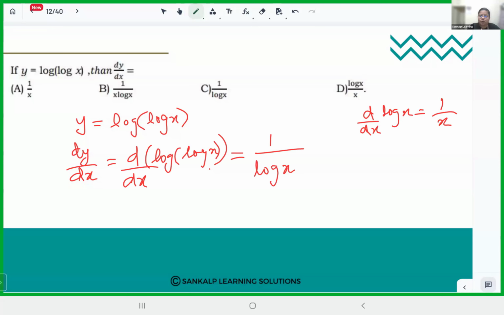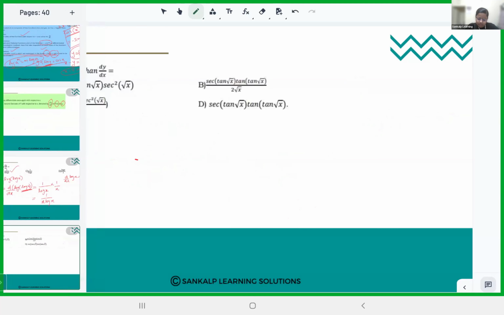And can we stop here? No, we have assumed x as log x. So we have to multiply the derivative of that function also. So what is the derivative of log x? Here, this log x is assumed as x, so the derivative is 1 by x. So you have to multiply 1 by x also. So what will be the answer? It is 1 by x log x. All right. Now we are moving on to the next question.